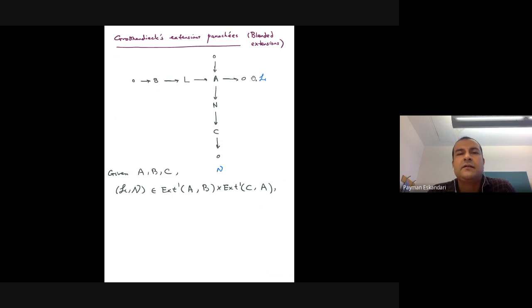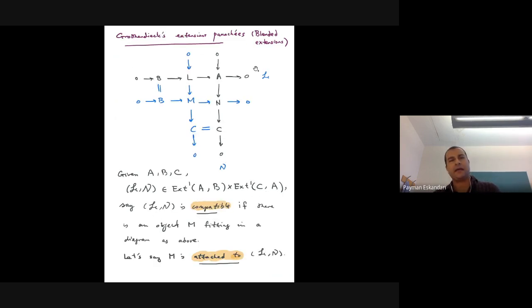Now suppose I have exact sequences: an extension of A by B and an extension of C by A. Given A, B, C and extensions L and N like that, we say the pair of extensions is compatible if you can complete the diagram to a diagram like this, a diagram of our interest. And any object M that can be put in the middle of such a diagram, we say it's attached to the pair of extensions L and N.